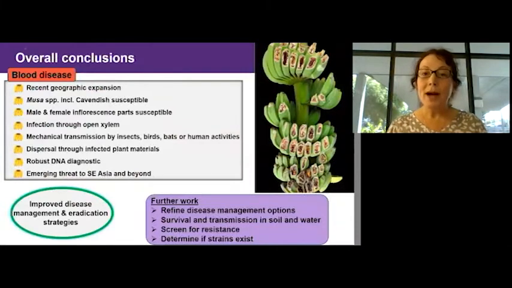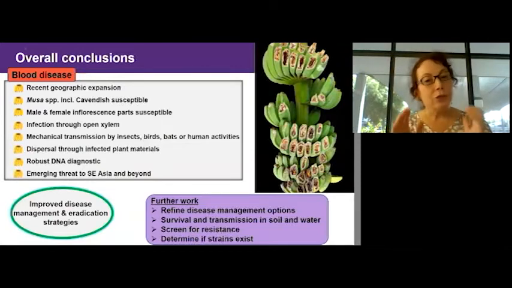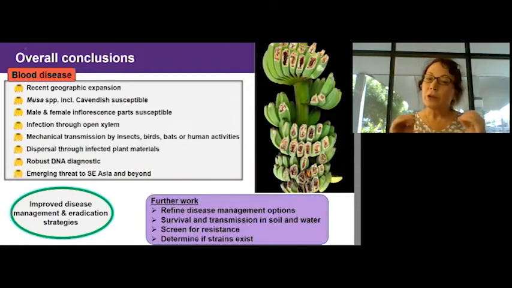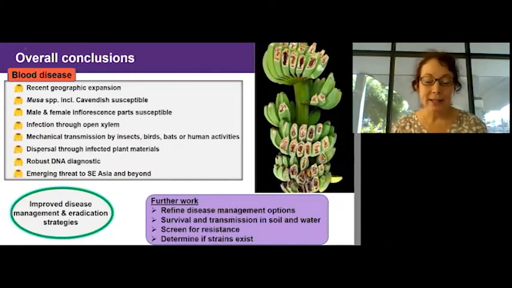Through this four-part study, we now have a greater understanding of the biology and epidemiology of blood disease. This improves the disease management options to reduce grower losses and reduce disease spread. Blood disease is certainly an emerging threat to cultivation of bananas in Southeast Asia, Australia, and beyond. Efforts to manage the disease and prevent further spread to disease-free areas are urgently required. And there's still so much we don't know, and so much research work that can be done to understand this devastating disease.